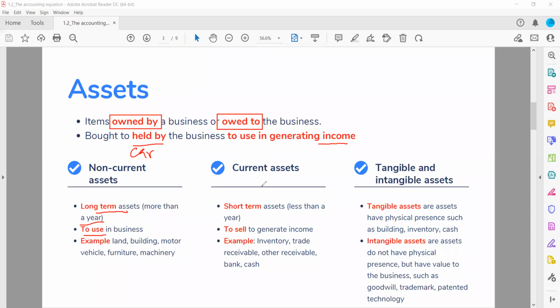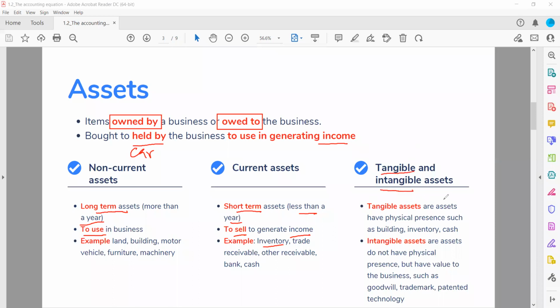Current asset. Current asset is a short term. Short term means less than a year. We intend to have it, and then after that we sell it in order to get the income. For example, your inventory. Inventory is your stock, the goods that you buy, you intend to sell to get the money in. Trade receivable is the customer. Other receivable is some expenses that you pay in advance, which is not yet utilized. That is called other receivable. Bank and cash.